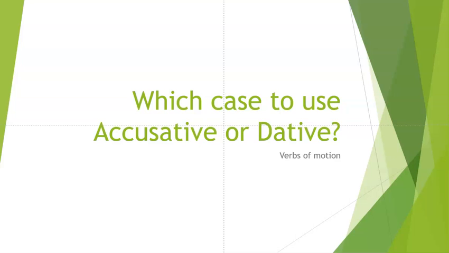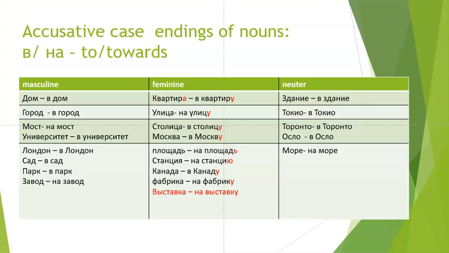Today we're gonna look at this interesting slide. When do we use accusative and when do we use dative? How do we know which case to use with the verbs of motion? So before that, let's have a look at the basic endings of the accusative of nouns. So в and на we would use to translate to or towards.